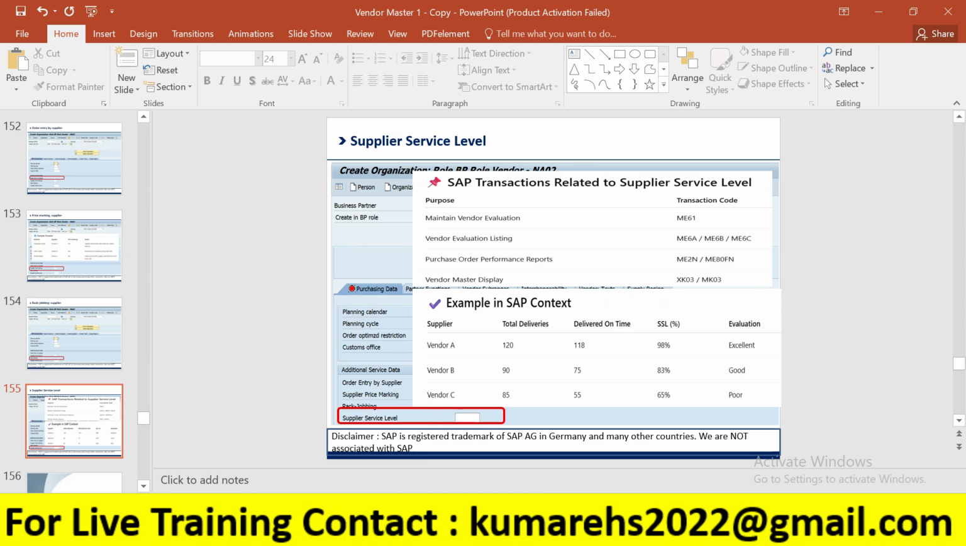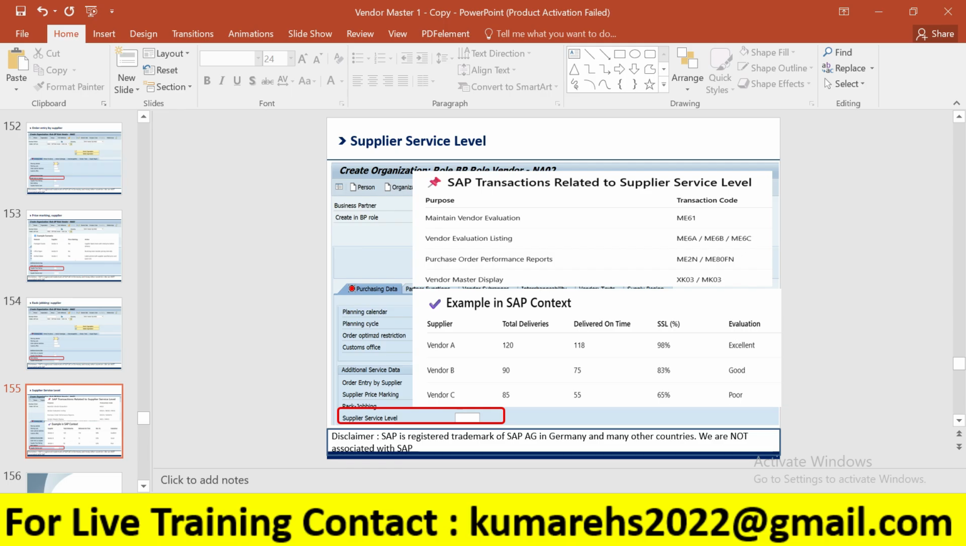So where is it used in SAP? Step number 1, vendor evaluation, the main use case. Supplier service level is a part of ME61, maintain vendor evaluation, and ME6A, ME6B, vendor evaluation reports. Sub criteria can include on-time delivery, delivery reliability, delivery quantity accuracy, lead time adherence. SAP automatically scores suppliers based on PO, GR and delivery date history.